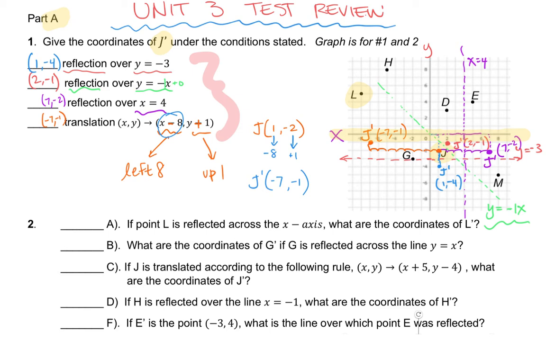Let's count them up. We have to count our distance to the line of reflection because I'm going to flip over that line. It's 1, 2, 3, 4, 5 units to get to the line of reflection. So then flip it over, and it's going to be 5 units on the other side. 1, 2, 3, 4, 5.